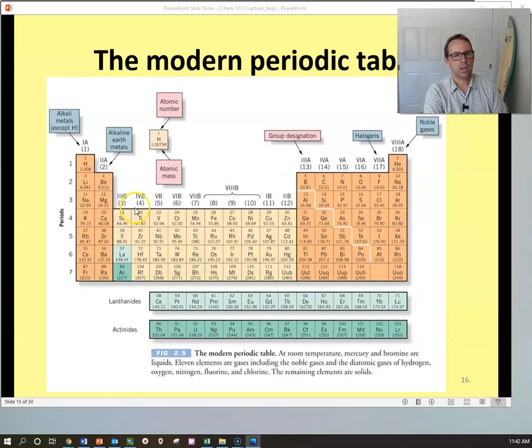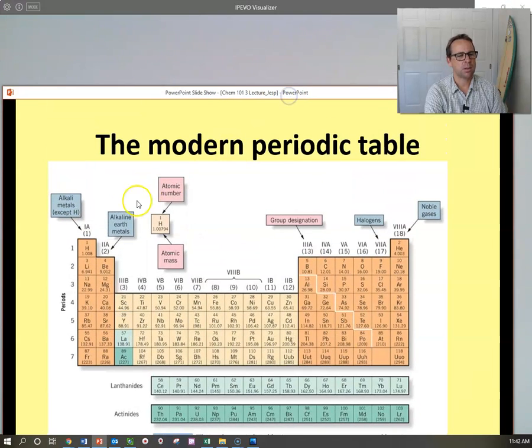Okay? We also have, as I said, some families that are very popular, and we want to kind of remember their name a little bit. One family is what we call the alkali metals. It's this first column over here far to the left, and it contains the metals lithium, sodium, potassium.